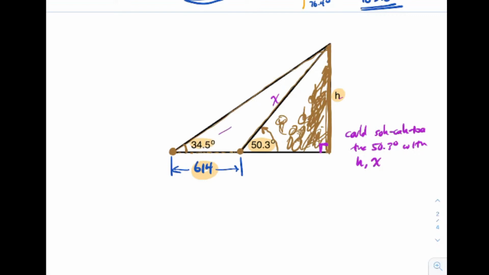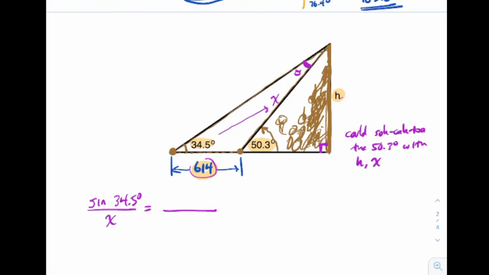Take this 34.5 degrees over X, and let me just write that down. Sine of 34.5 degrees over X. Now I'd love to use the 614 somehow, which means I need to know this angle. Can I figure out this angle right here? I'll call that theta. And yes, you can, and you don't have to do any calculator. You don't have to do anything besides adding and subtracting to figure out that angle. You got any ideas how we could figure out that angle? Look at the entire information in front of you.